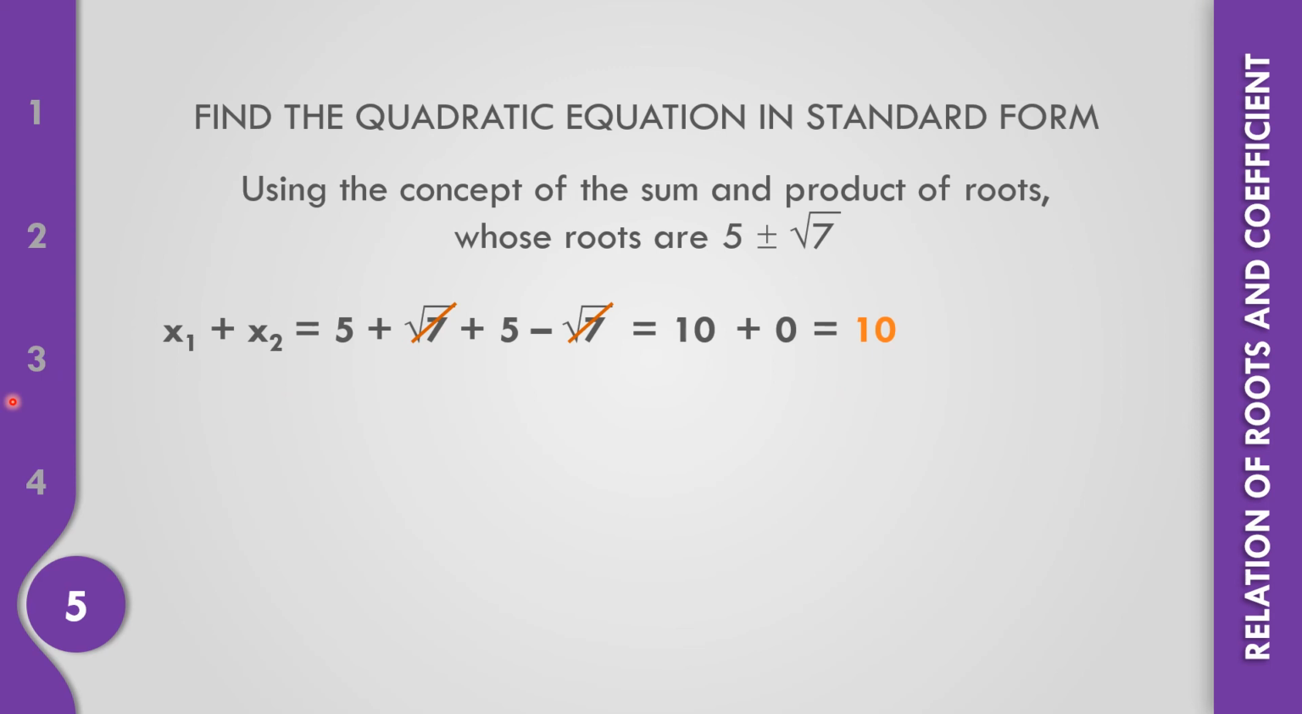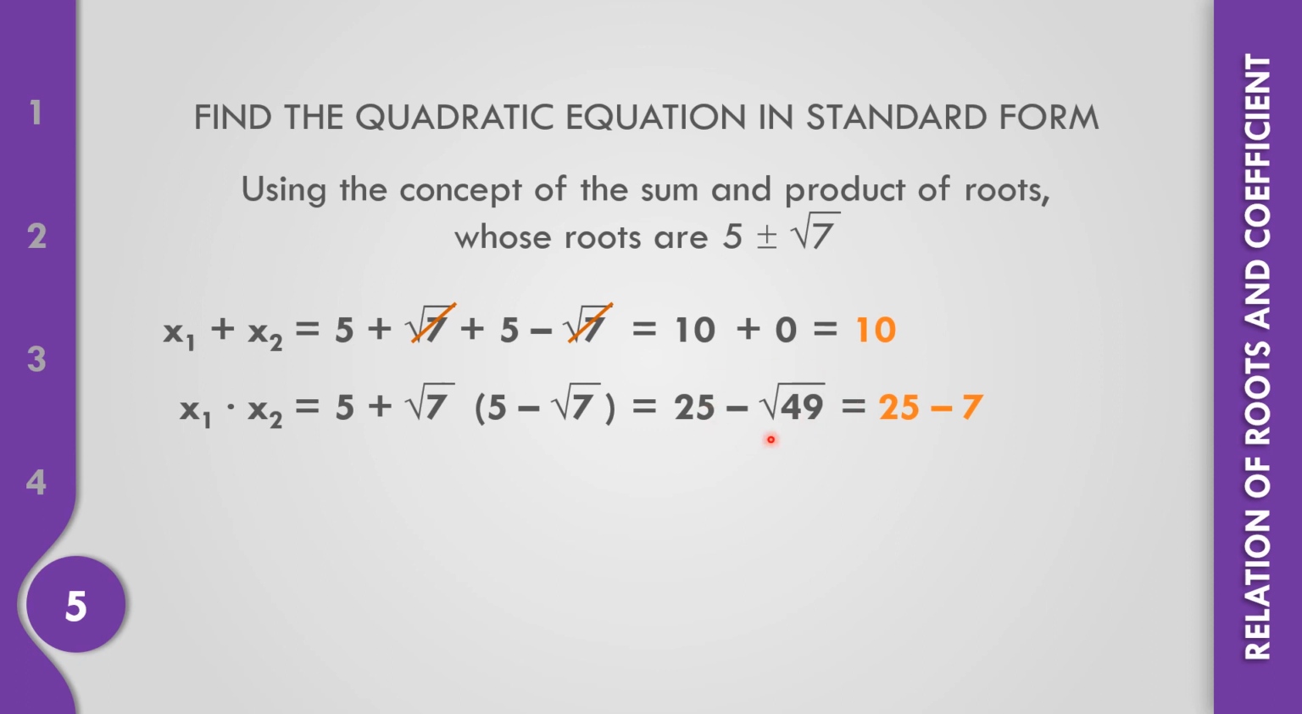How about the product of the roots? The product of the roots: the first root, 5 plus the square root of 7, multiplied with 5 minus the square root of 7. Very important, this is the difference of two squares. So multiply the first and the last only, because the middle is equal to 0. 5 times 5 is equal to 25. And then positive times negative is negative. Square root of 7 times square root of 7 is equal to square root of 49. So let us solve. Copy 25, and the square root of 49 is 7. 25 minus 7 is equal to 18. So the sum of the roots is 10, and the product of the roots is equal to 18.